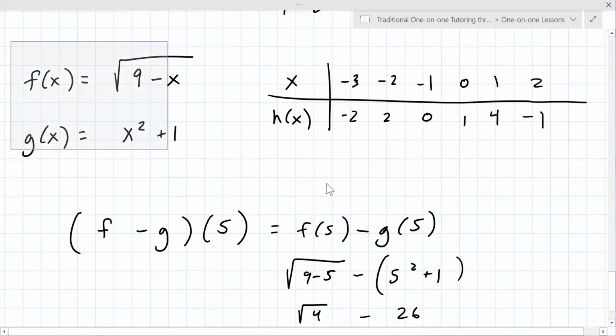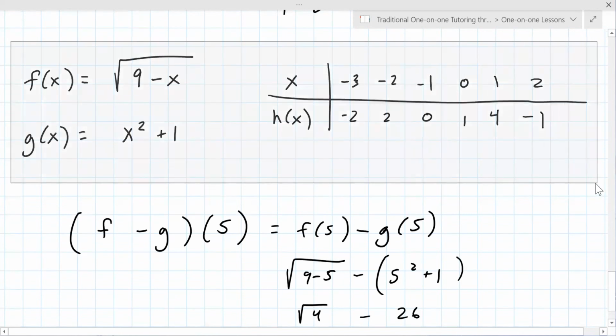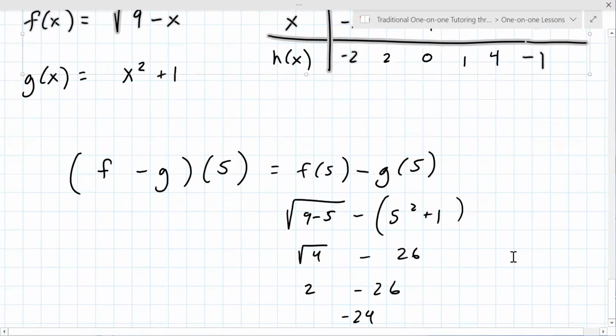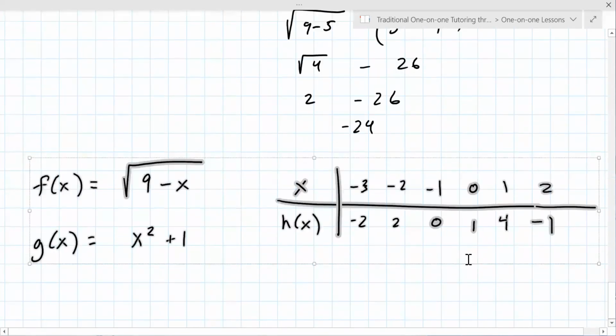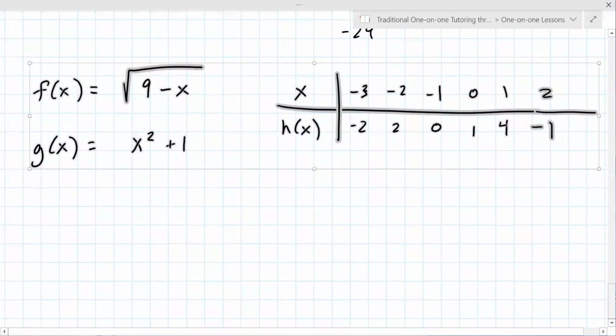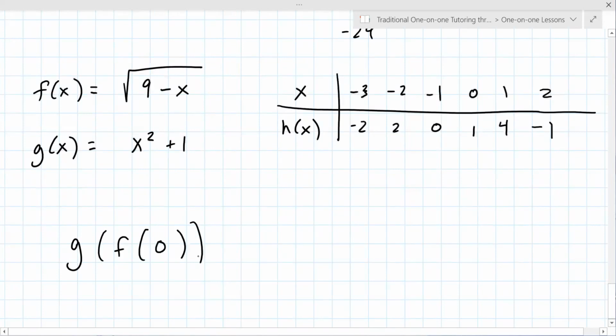Okay, let's do one more of these, and then I'll go grab the ones from your book because they're a little bit better. This is pretty hard to make on the fly. Let's do some composition now. So composition would be f of f. Now let's not make that complicated yet. Let's go g of f of 0.